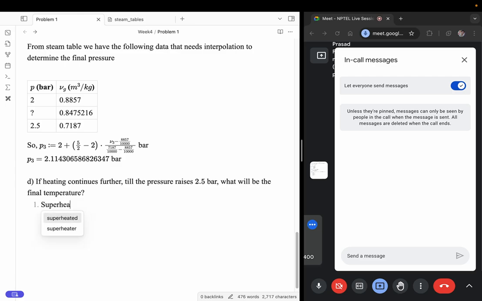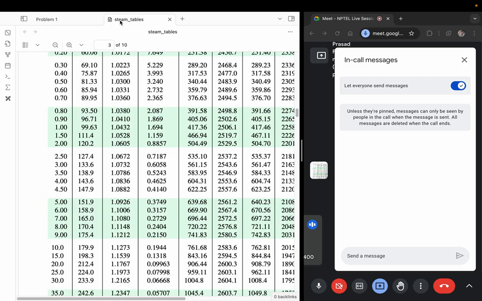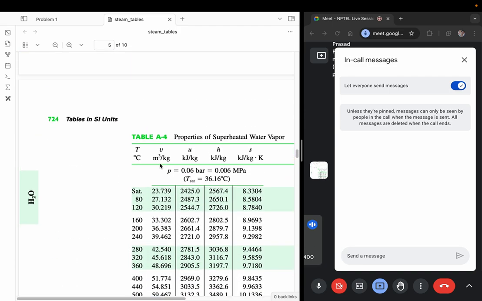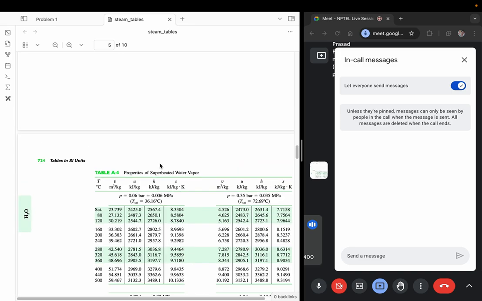Use superheated tables or approximate with ideal gas law. We'll look at both of these approaches. So if you want to go to the superheated tables, you can just look at them. So this is for a superheated water vapor table.